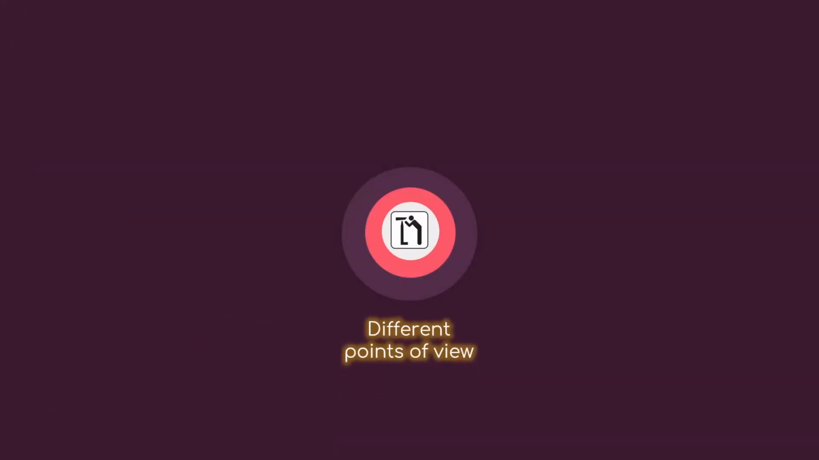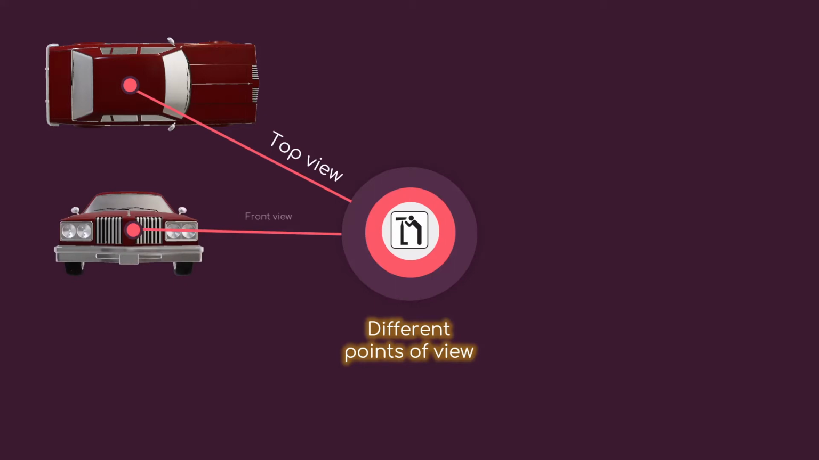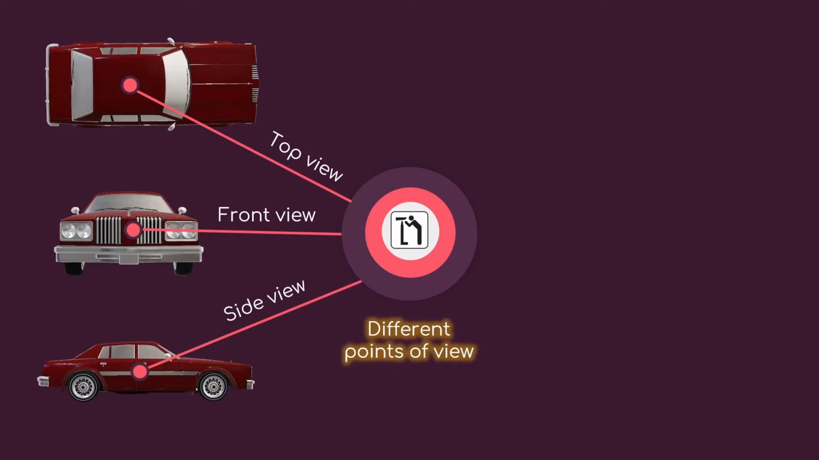So now let's see some different points of view. So this is the top view. Here the viewer is watching the car from the top, like Dheeraj's picture. Now this is the front view. Suppose you are walking through the road and the car is coming towards you. At that time you can see this type of view. Next, this is the side view, like your picture.